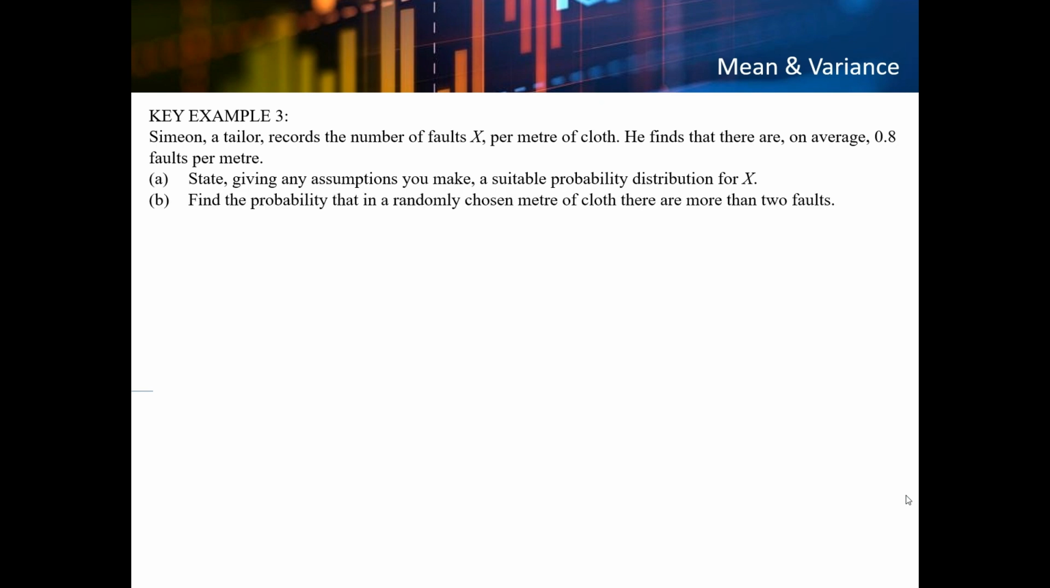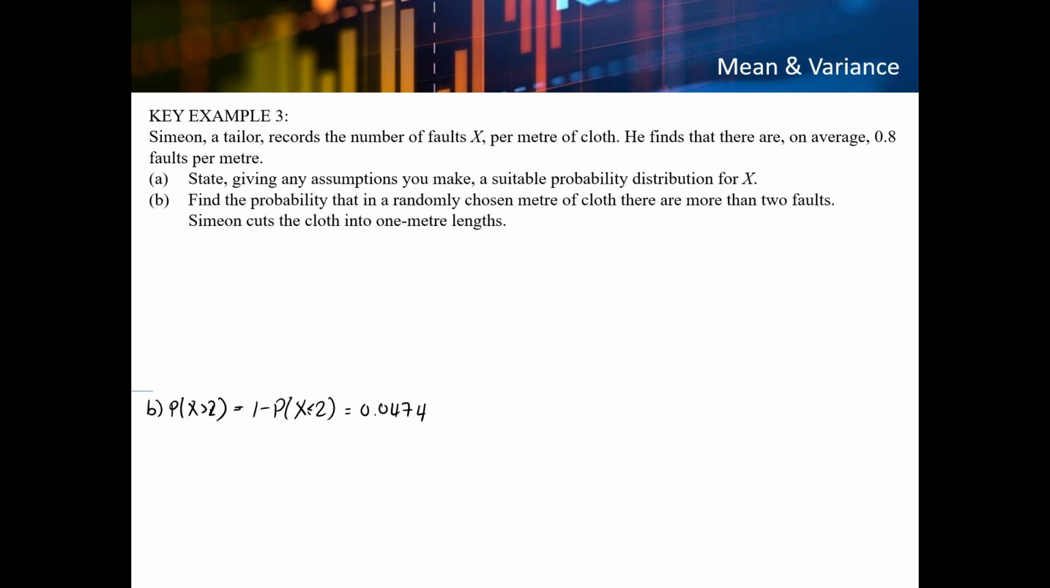Part B then says, find the probability that in a randomly chosen metre of cloth there are more than 2 faults. So for part B, don't forget that writing a probability statement is part of your working. You can't miss that bit out. That interprets the question correctly for you. And then we tend to go 1 minus less than or equal to, to calculate the probability. And that's 0.0474 using the calculator.